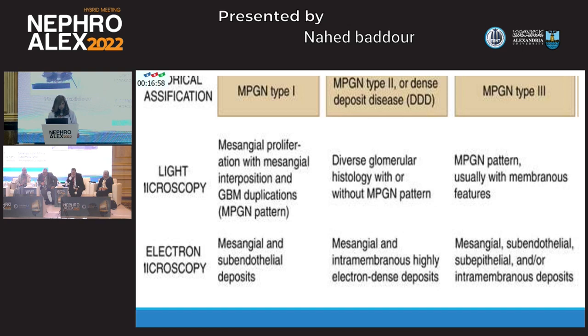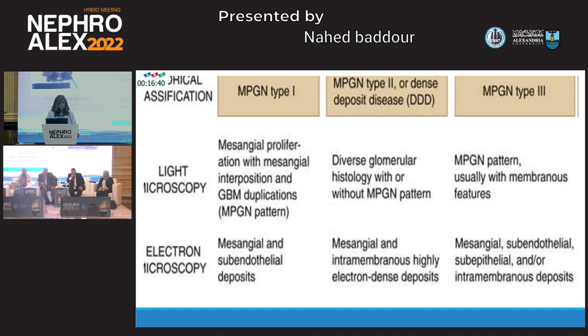By electron microscopy, MPGN type 2 is dense deposit disease, and you may have an MPGN pattern, or you may have a diverse array of other patterns of injury, which we're going to address later on.